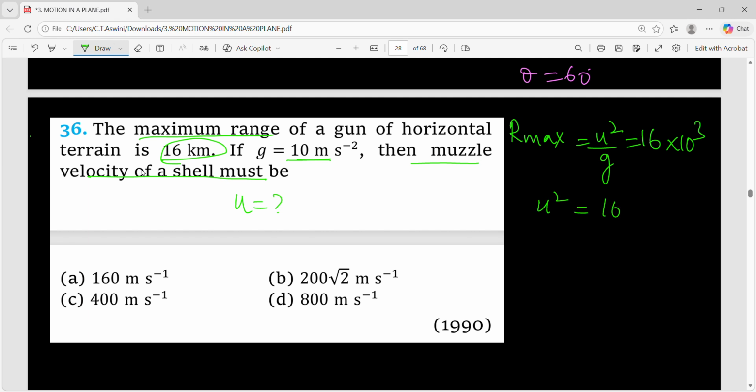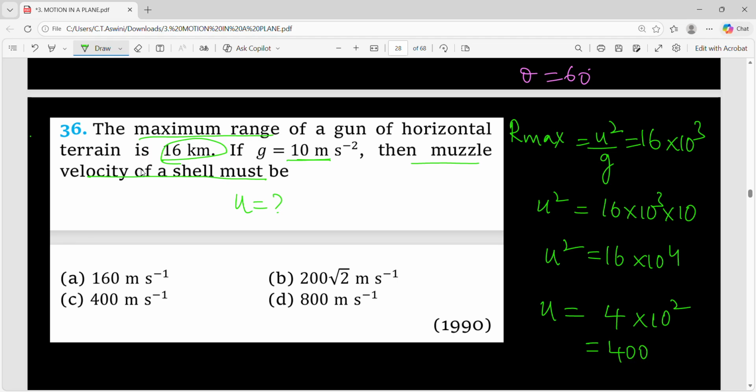U square is equal to what? 16 into 10 power 3 into g. G value is 10. So can I write it like 16 into 10 power 4? This is u square. Now what is u? Square root of them. So square root of 16 is 4. Square root of 10 power 4 is 10 square. So what is the answer? It is 400 meter per second. Answer is option C.